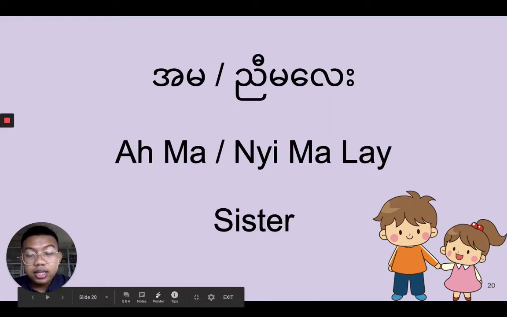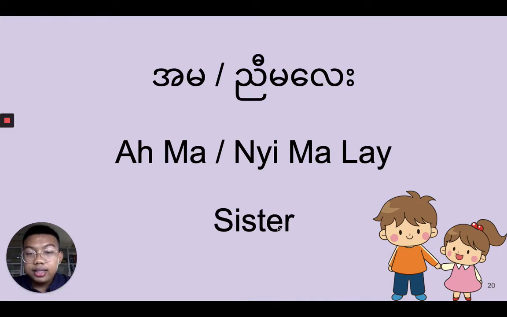Okay. Next one is sister. Sister is pretty easy compared to brother. For sister, we have amma and nima le. Amma is for elder sister, and it can be used by both male and female speakers. Suppose I have an elder sister, I can say amma. And if a female speaker has an elder sister, she can also say amma. So there is not much difference.